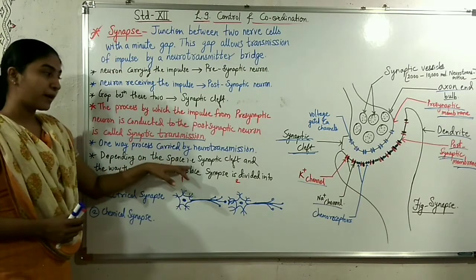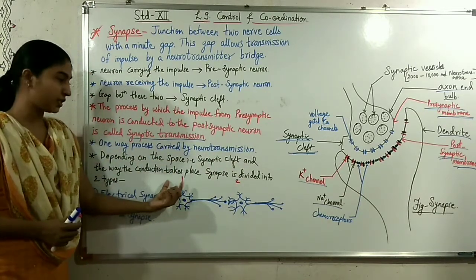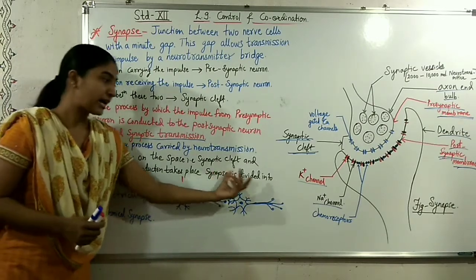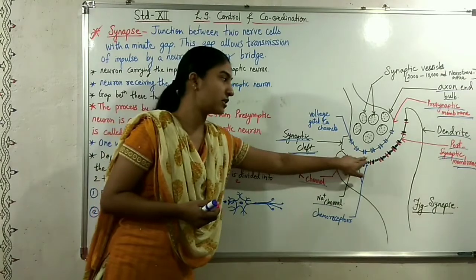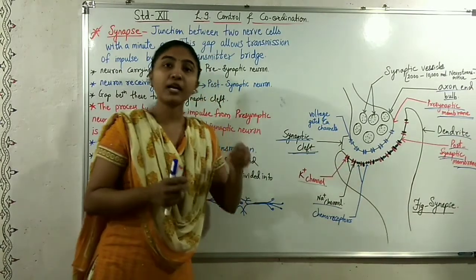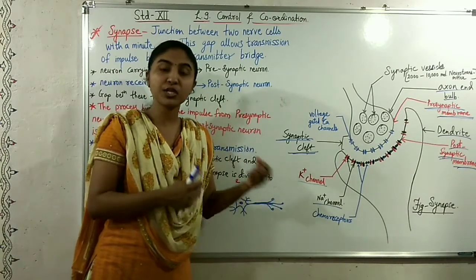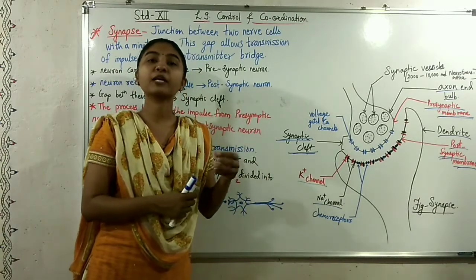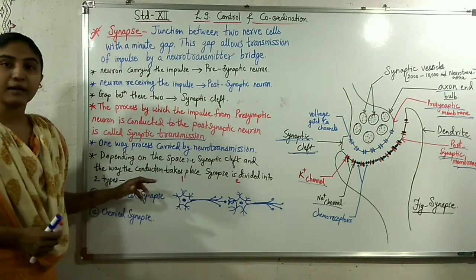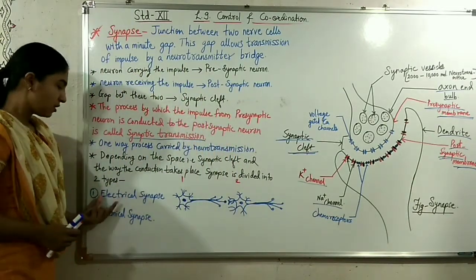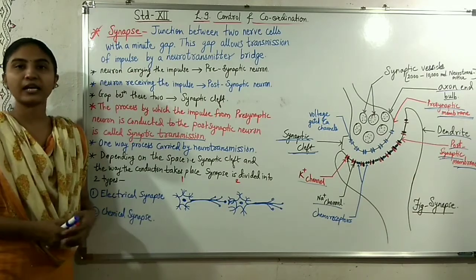Depending upon the space, that is the synaptic cleft, and the way conduction takes place, the synapse is divided into two types. Depending on this space and how the synaptic transmission occurs, the synapse is divided into two types. First is the electrical synapse and the second is the chemical synapse.